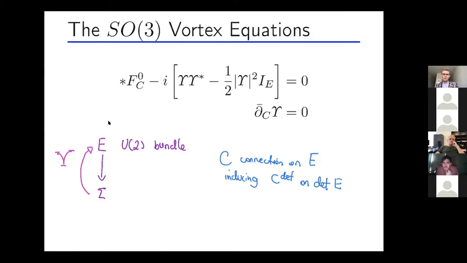The second equation just says that with respect to the holomorphic structure induced by this connection on E, this section is a holomorphic section. And the first equation is similar to the Seiberg-Witten story or the abelian vortex equations, if you have seen them before. It's an equation for the traceless part of the curvature of C, which is what the zero denotes here. It's not the full curvature, just the traceless part, and a quadratic term that you build out of the section. The details are not that different from the things that you know, so hopefully this looks familiar to you.